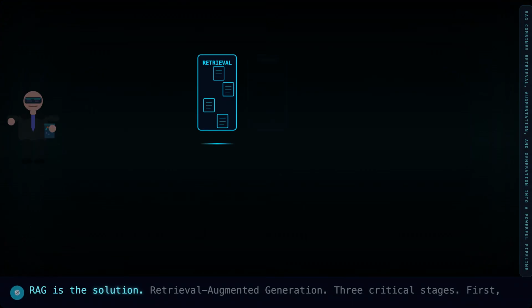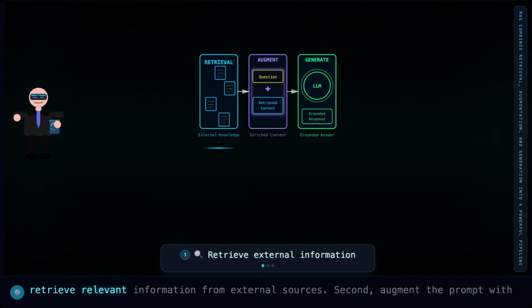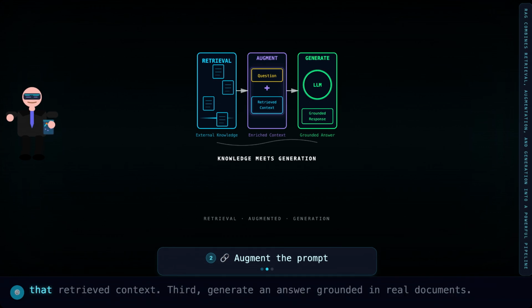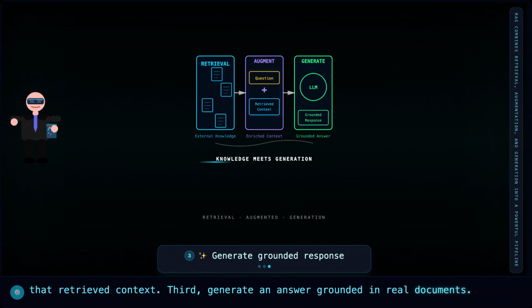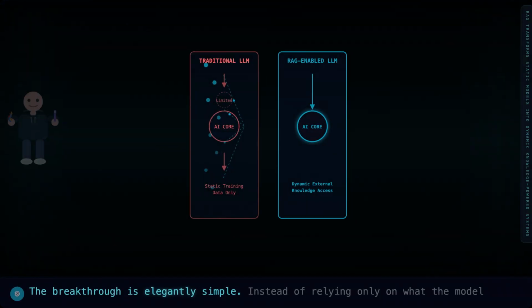RAG is the solution. Retrieval-Augmented Generation. 3 critical stages. First, retrieve relevant information from external sources. Second, augment the prompt with that retrieved context. Third, generate an answer grounded in real documents. Knowledge meets generation. The breakthrough is elegantly simple.